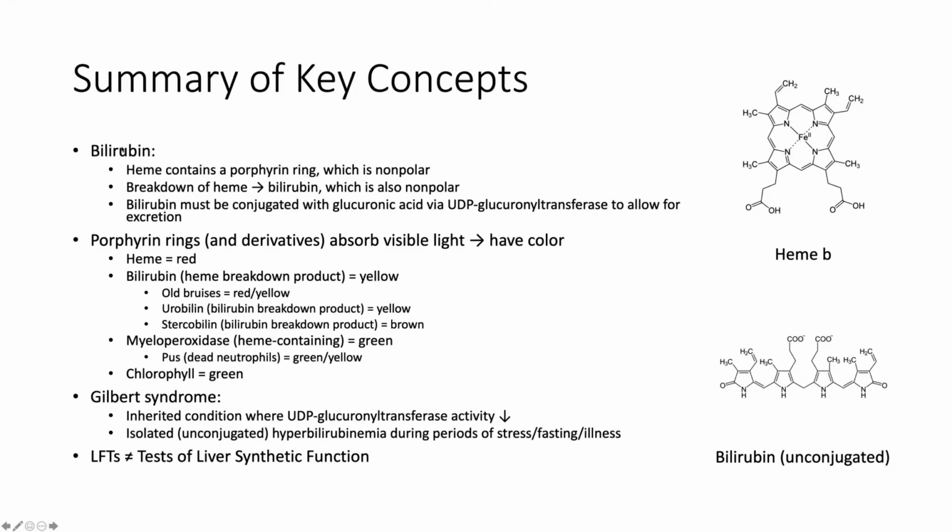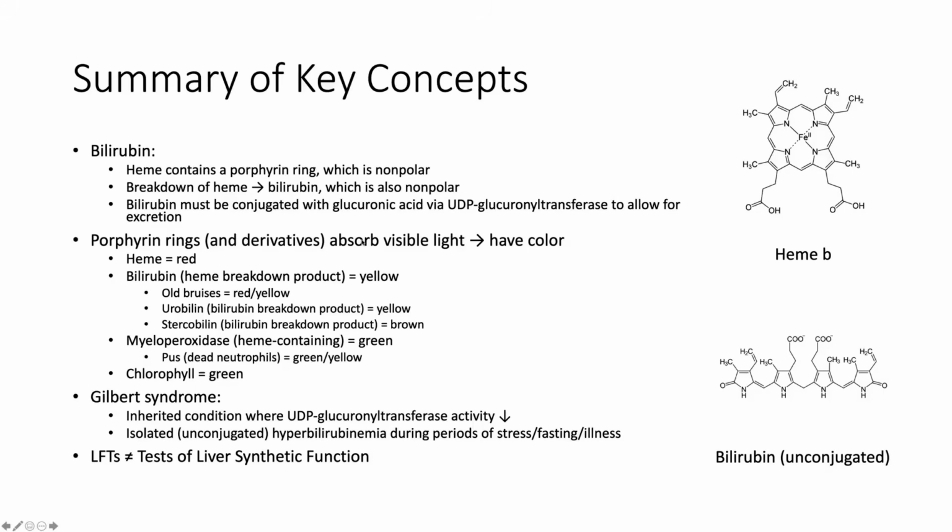As a reminder, bilirubin is a breakdown product of heme, which is a porphyrin ring. Porphyrin rings are nonpolar. I'll repeat all this later, but this is just the overview. When you break down heme, you get bilirubin, which is also nonpolar. It makes sense: heme is nonpolar, so when you break it down, bilirubin is also going to be nonpolar. Because it's nonpolar, if you want it to stay dissolved, or not be absorbed by your GI tract, you have to conjugate it. It happens to be conjugated with glucuronic acid by UDP glucuronosyltransferase, and that's what's deficient in Gilbert.